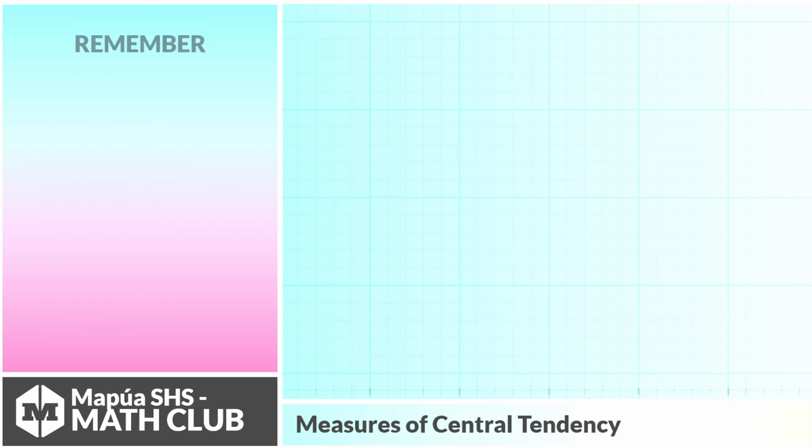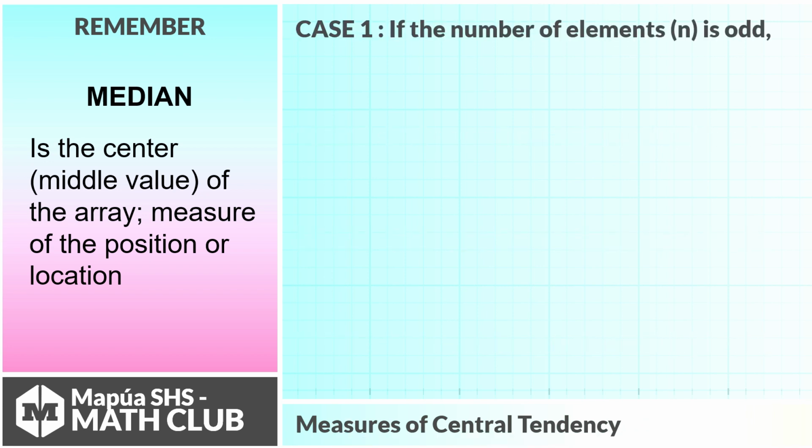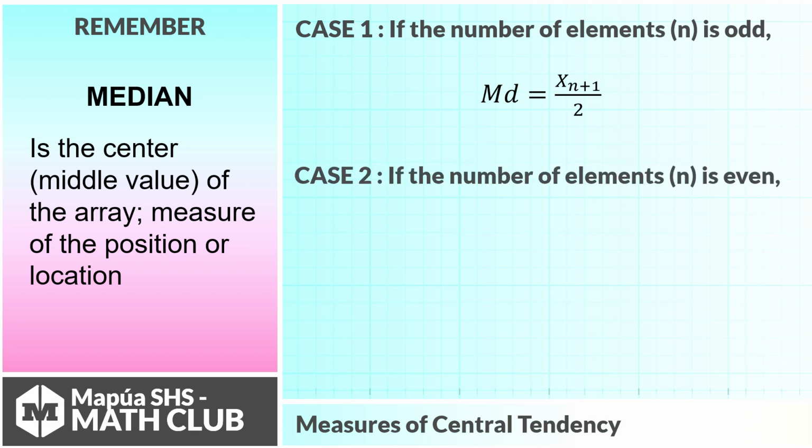Proceeding to the median, the second measure of central tendency is the center or the middle value of the array, a measure of the position or location. So we need to consider if the number of elements n is an odd or even number. The formula for getting the median if the number of elements is odd is displayed in case 1. So here is the formula. Furthermore, the formula for getting the median if the number of elements is even is displayed in case 2, where MD is the population median.